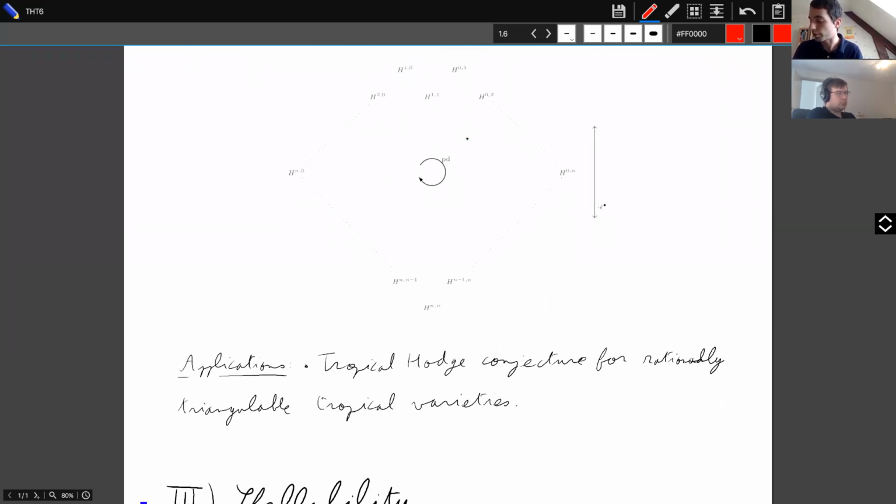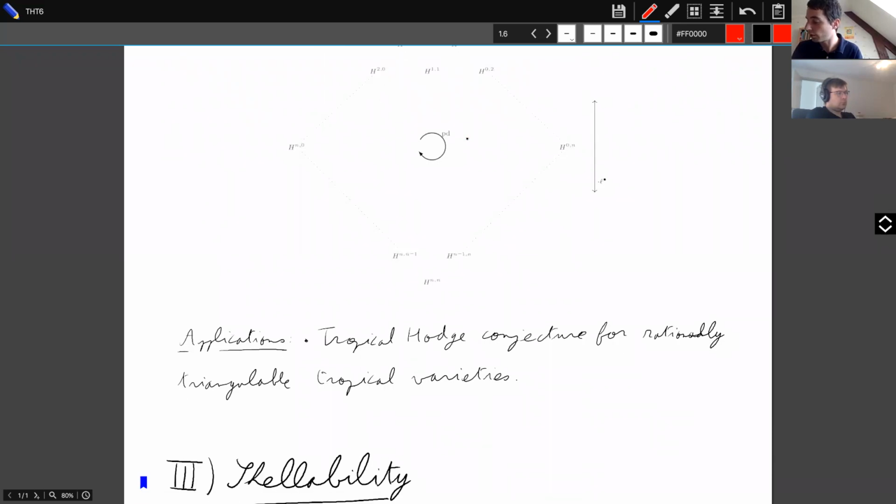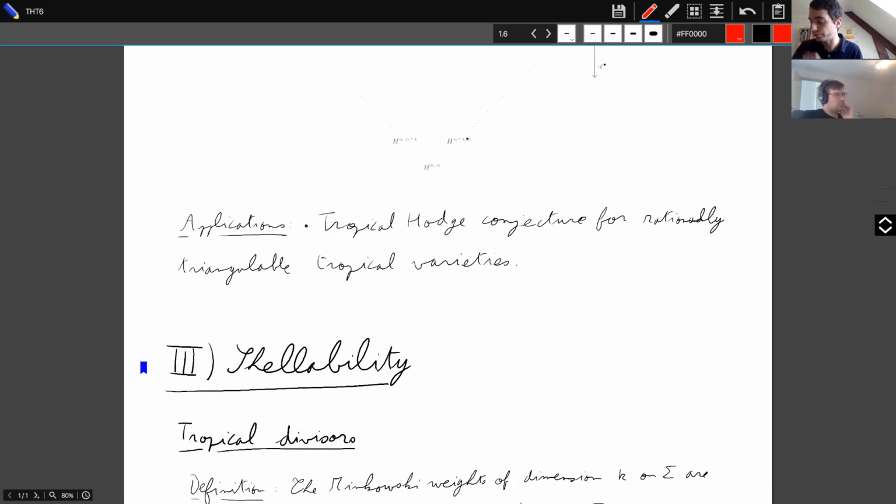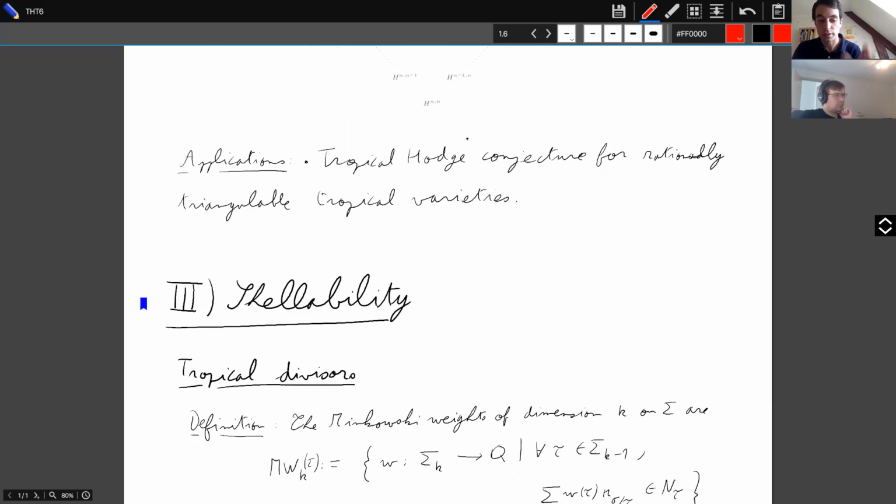Okay, so there are some implications. For instance, we can solve the tropical Hodge conjecture in a special case, which is tropical varieties which have a rational triangulation, things like that. Okay, so let's come back to the problem for fans.